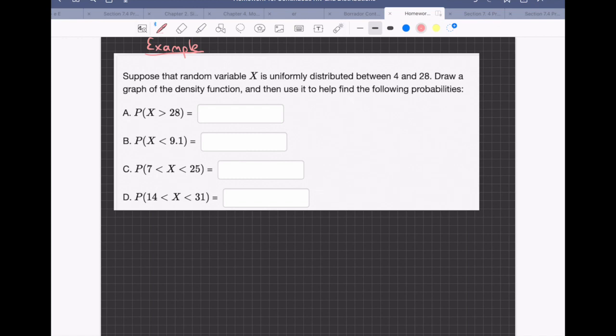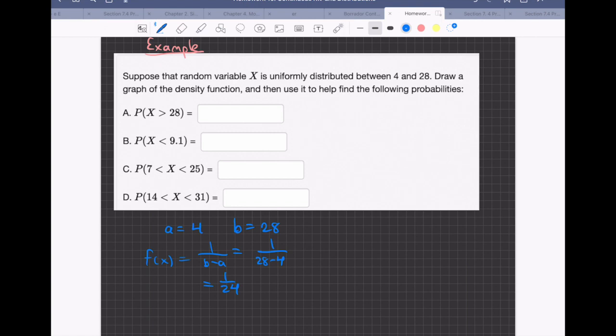suppose that the random variable x is uniformly distributed between 4 and 28. So here in this case, A is equal to 4 and B is equal to 28. Draw a graph of the density function and then use it to help find the following probabilities. Well, we don't need to do the graph, but you can do it if you want. It's only a constant function, f of x is equal to 1 over b minus a. That is only 1 over 28 minus 4, which is the same, 1 over 24.